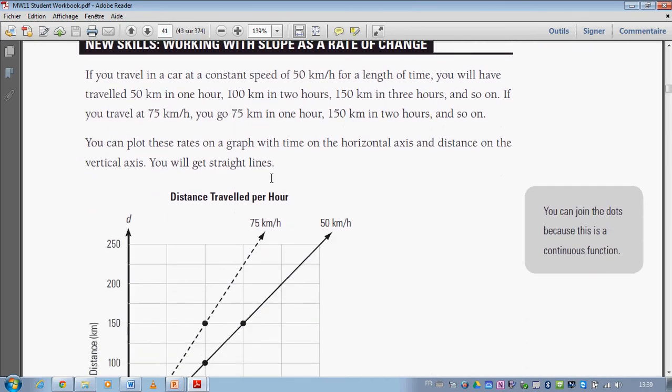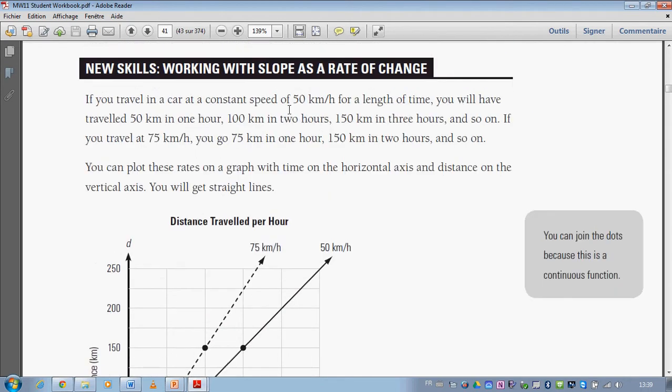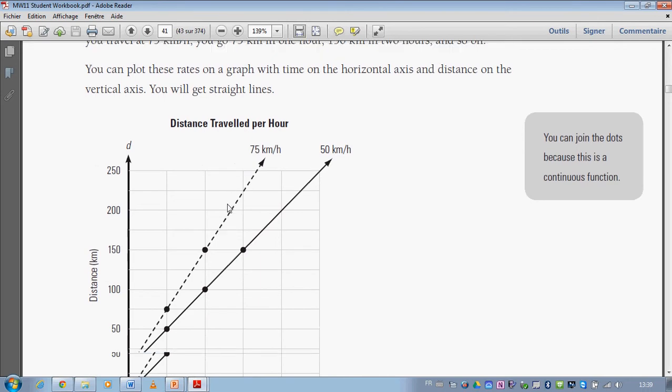And then working with slope as a rate of change. So if you're traveling in a car and you're going at 50 kilometers per 1 hour, that's a rate of change. That means that for each 1 hour, you're traveling 50 kilometers. So if we were to, for example, follow this rule, that means for 2 hours, you travel 100 kilometers, okay? And in 3 hours, 150 kilometers. So you can already tell that this thing right here is an expression of a slope, okay? It's a rate of change.